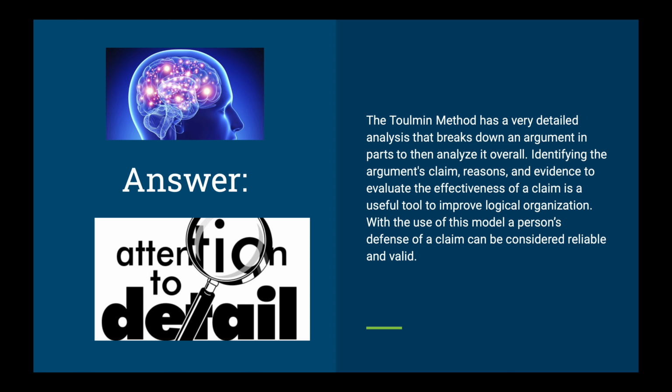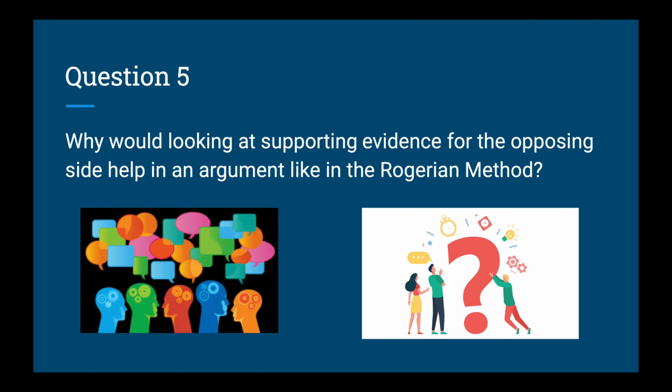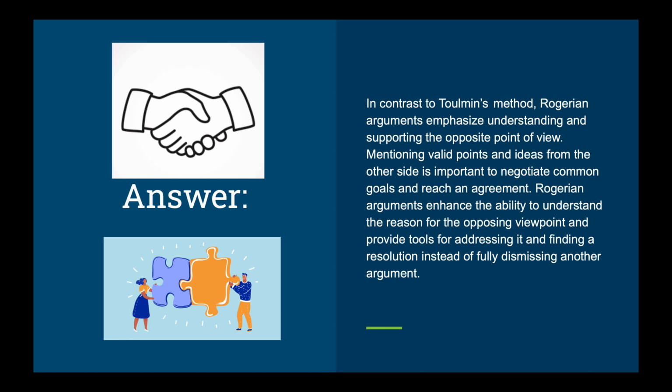And for my fifth question, I had, why would looking at supporting evidence for the opposing side help in an argument like in the Rogerian method? And my answer was, in contrast to Toulmin's method, the Rogers method tries to understand the opposite point of view instead of just completely invalidating the other person's point of view.